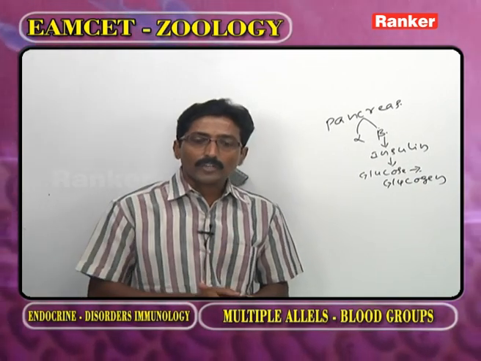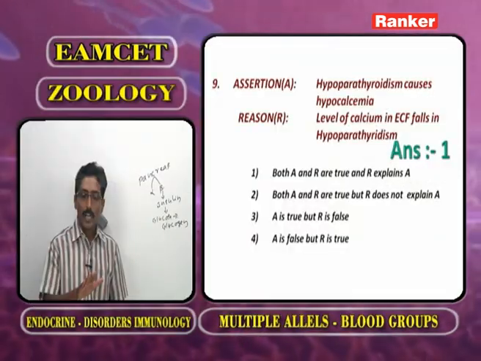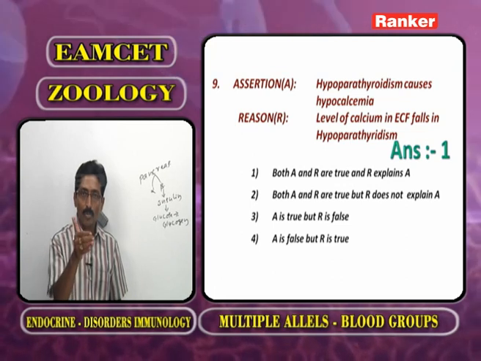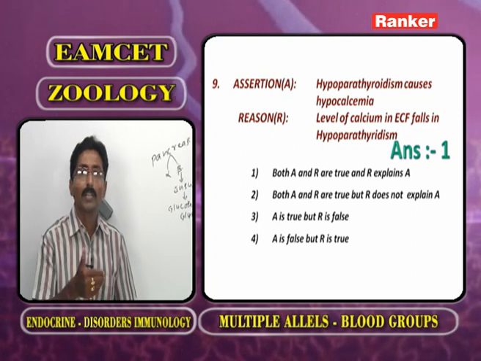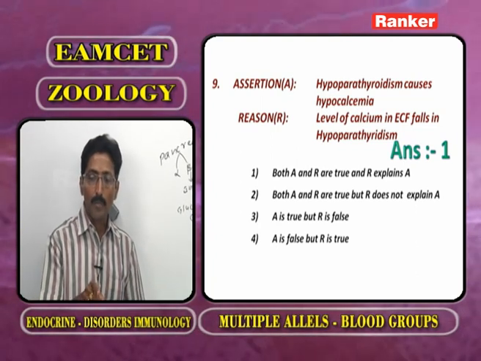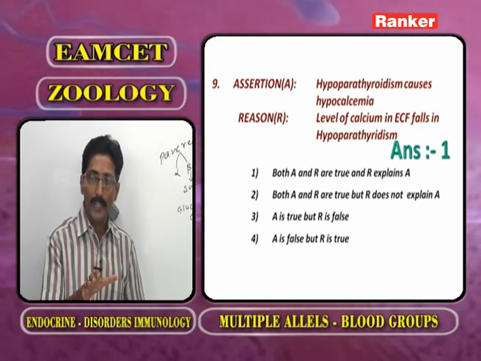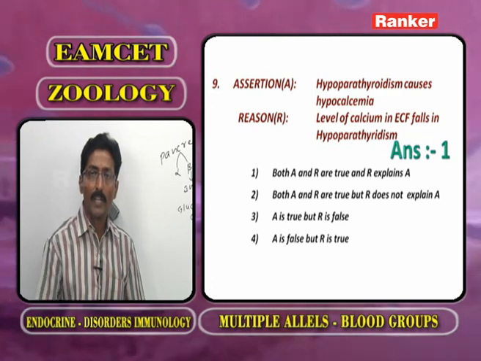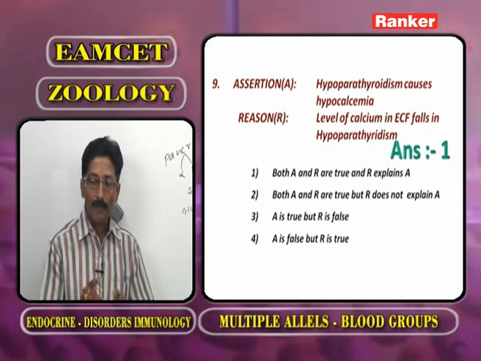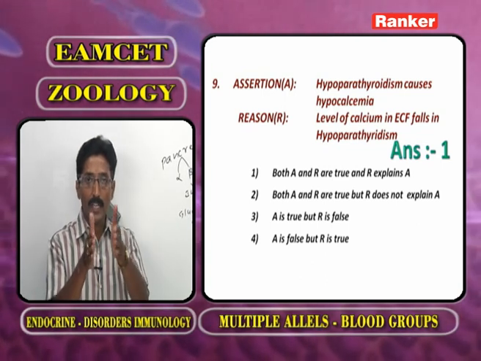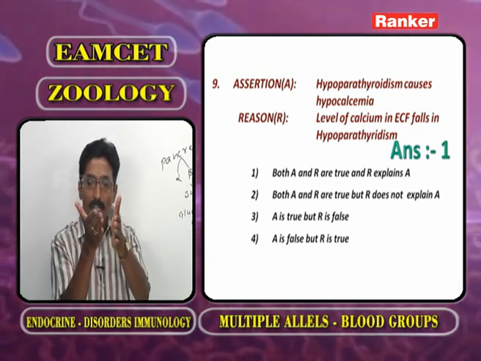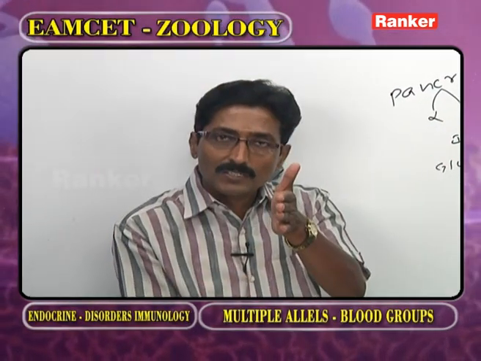Now here you have to observe the assertion. Hypo, what is the meaning of hypo? Less secretion. Here what is less secreted? Parathormone. Now hypoparathyroidism means less amount of parathormone causes hypocalcemia. What is meant by hypocalcemia? In the blood plasma, the calcium levels fall down.